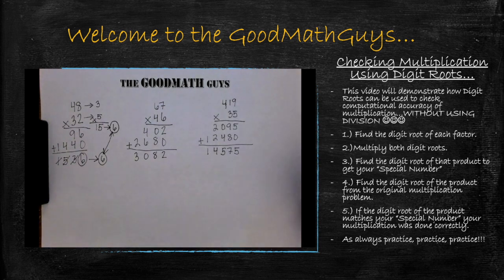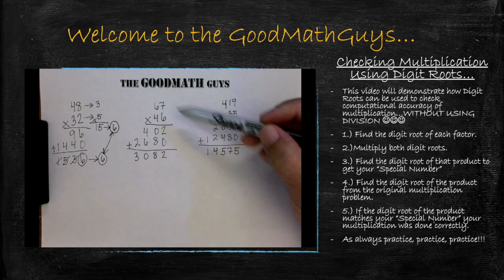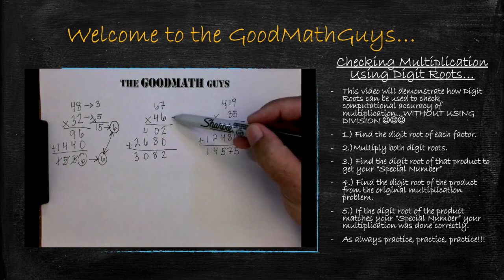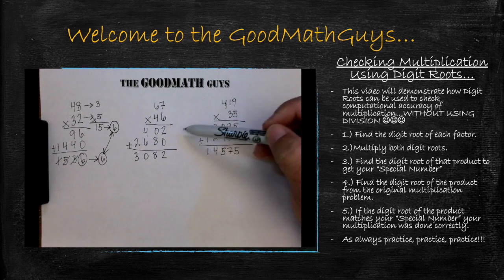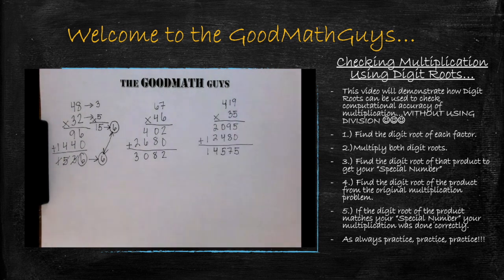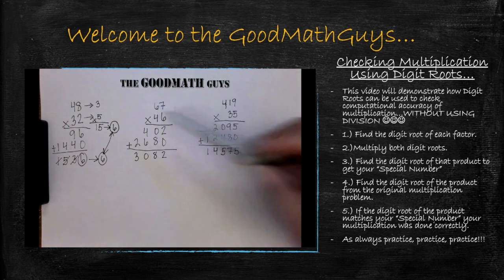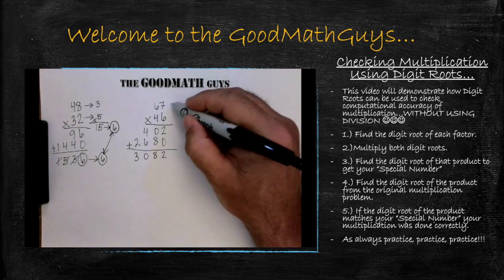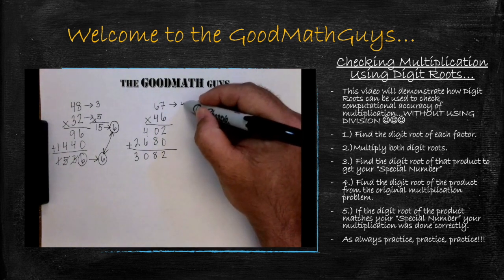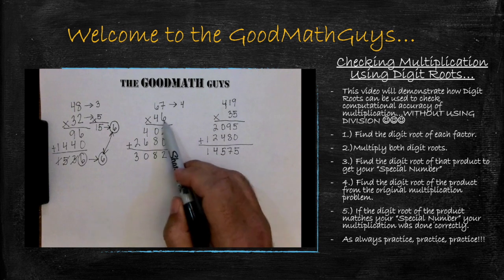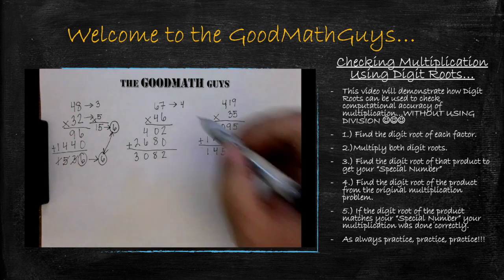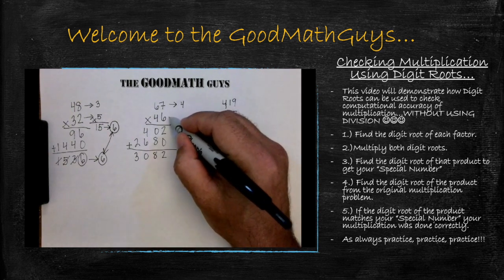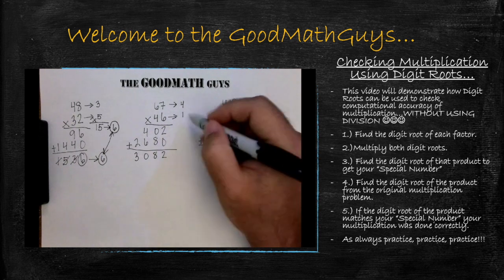67 multiplied by 46. We get a product of 3,082. Again, if the digit root here times the digit root here gives us a product with that digit root that equals this one, we're good to go. So 6 plus 7 gives us 13. 13 is not a digit. 1 plus 3 is 4, so the digit root here is 4. Here, 4 plus 6 is 10. 10 is not a digit. 1 plus 0 is 1, so our digit root here is 1.